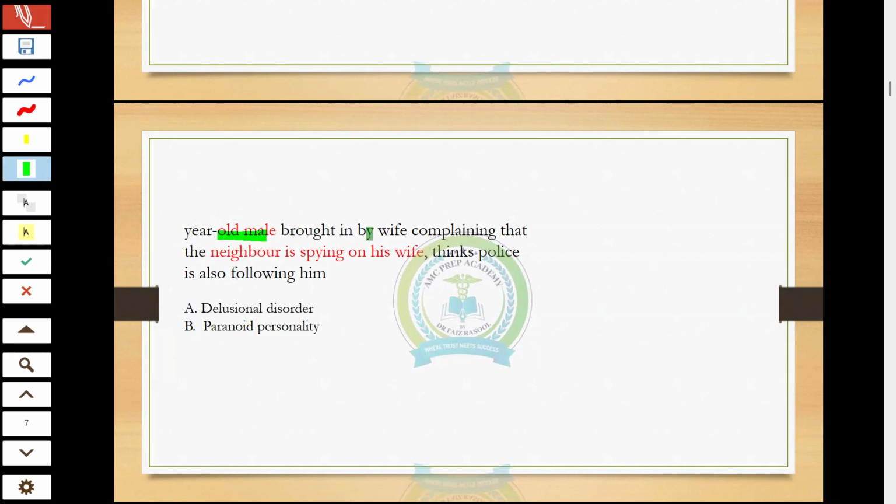Old male patient brought in by wife complaining that neighbor is spying on his wife. Thinks police is also following him. What is your diagnosis? Delusional disorder or paranoid personality? This question is from psychiatry.